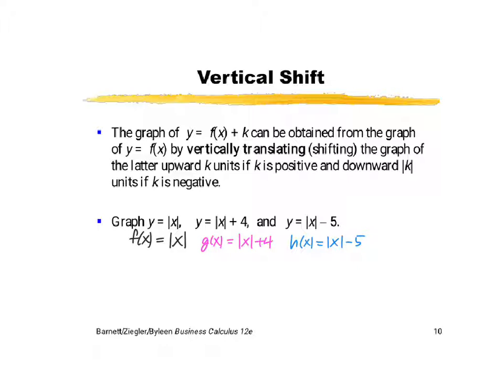Okay, so g of x is equal to the absolute value of x plus 4. If we look at that in terms of the original function, f of x equals the absolute value of x, since I'm adding 4, then that's going to be a shift of the absolute value of x function, a shift up 4 units. Okay, for h of x, since I have the absolute value of x minus 5, this minus 5 operation implies that we're going to have a shift of 5, or a shift down 5 units. So let me reword that.